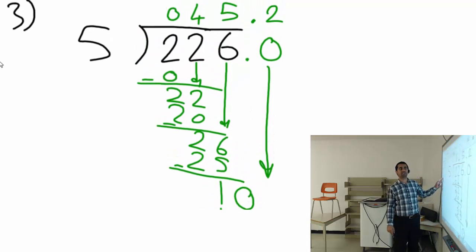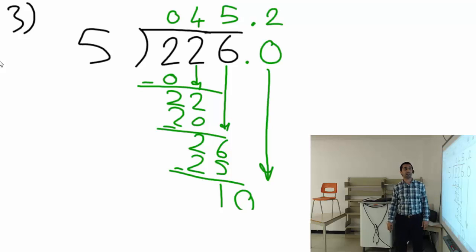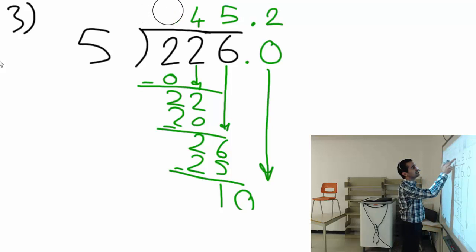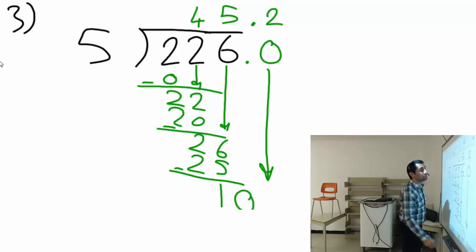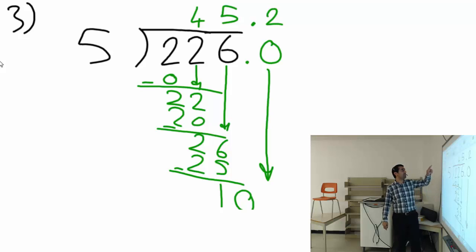Nothing. Division is over. So your answer is, I see 045 has 0 in front of it, which means nothing in front of a number. If you have 0, that's not going to change the number. So simply I'm going to erase it. So the answer is 45.2. So that was example number 3. Bear with me. Be patient.